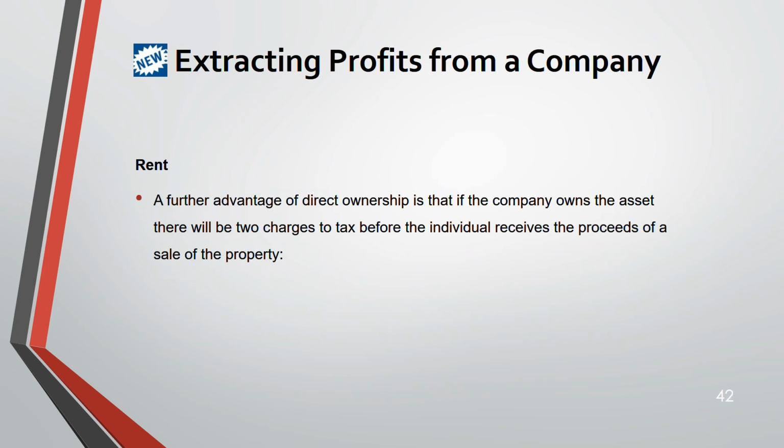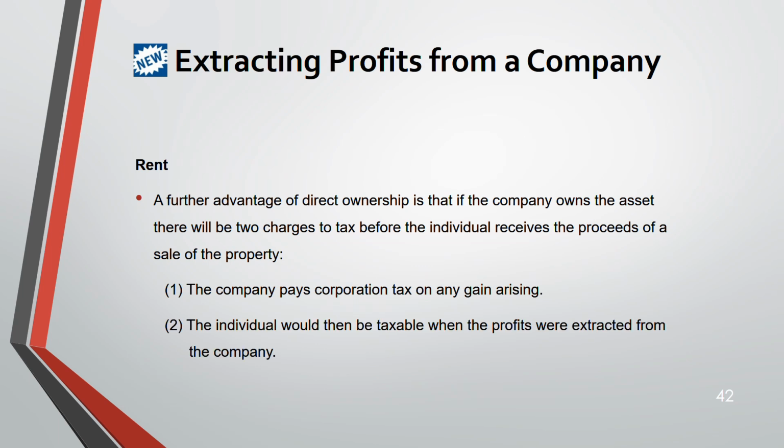Now, there is a further advantage of direct ownership. If the company owns the asset, there will be two charges to tax before the individual receives the proceeds of the sale of the property. 1. Company pays corporation tax on any gain. 2. Individual will then be taxable when the profits are extracted from the company.